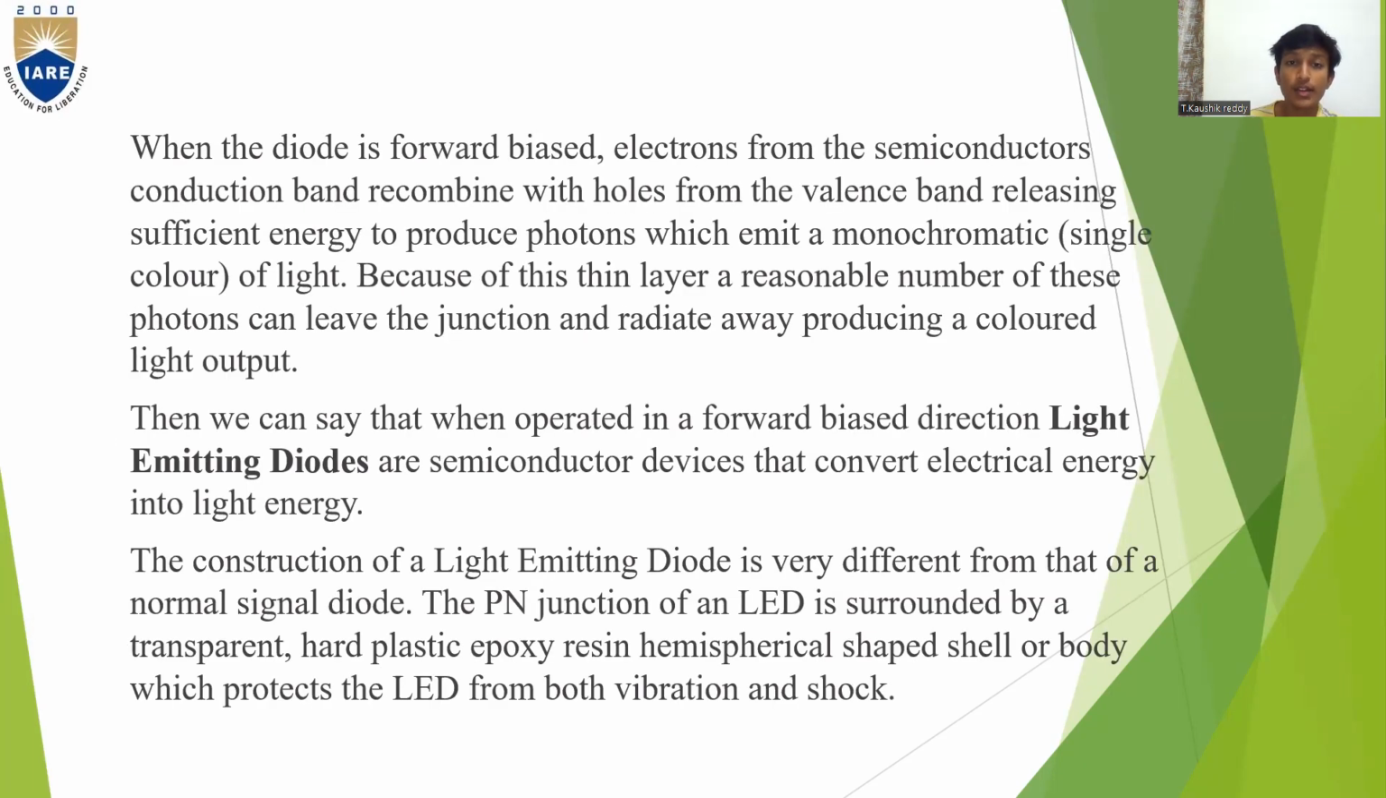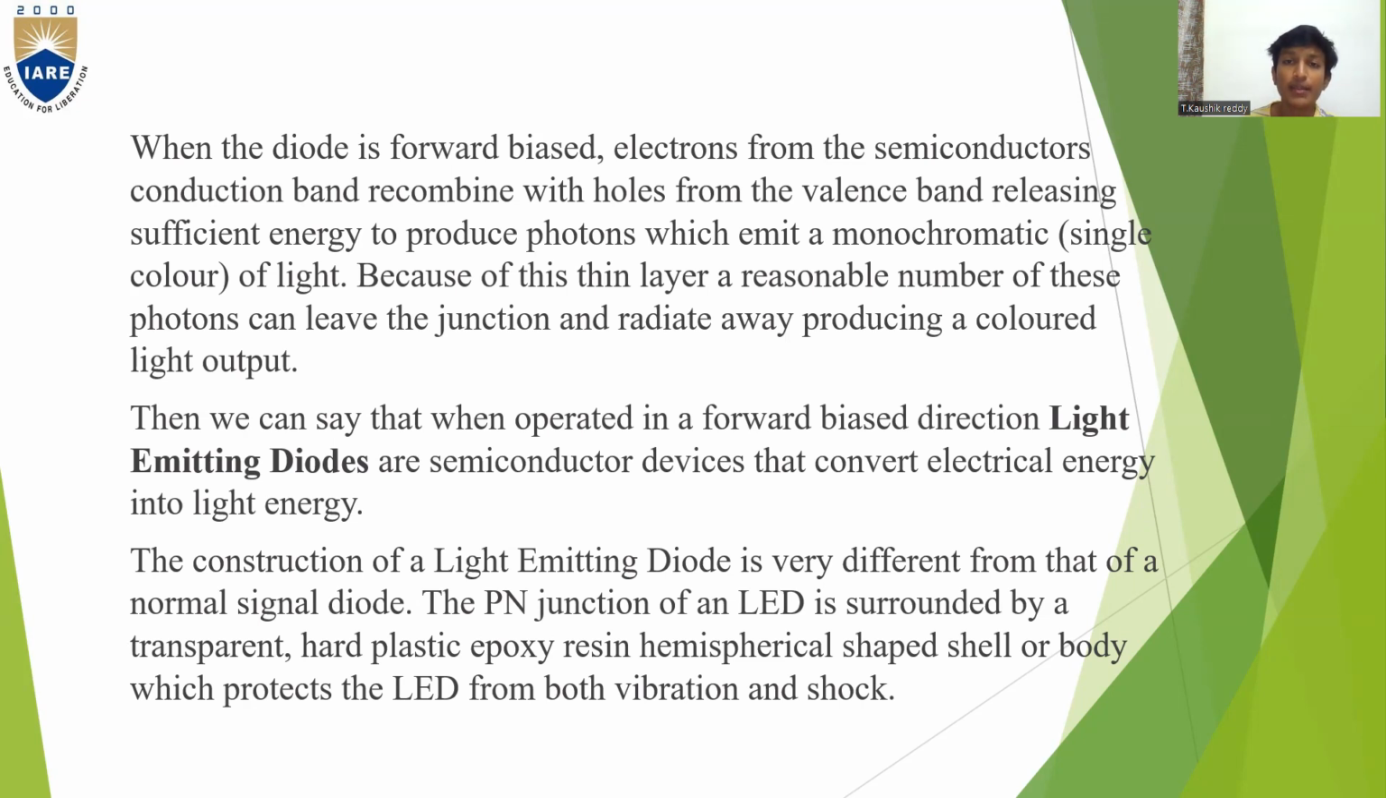So when the LED is forward biased, electrons from the semiconductor's conduction band recombine with the holes from the valence band, releasing sufficient energy to produce photons, which emit a monochromatic, single color of light. Because of the thin layer, a reasonable number of these photons can leave the junction and radiate away, producing a colored light output. Then we can say that when operated in a forward biased direction, light emitting diodes are semiconductors that convert electrical energy into light energy.